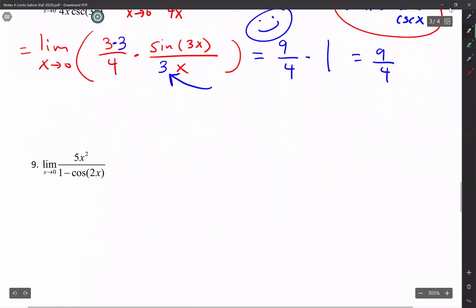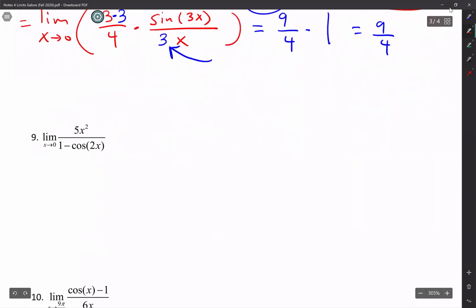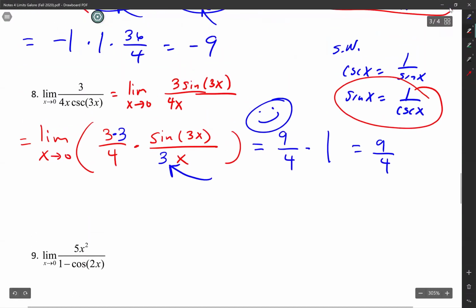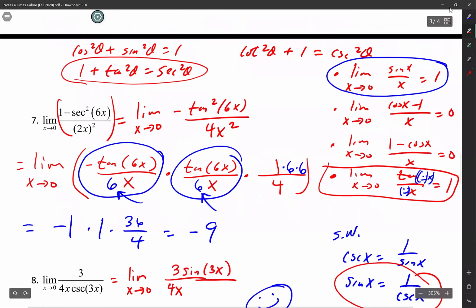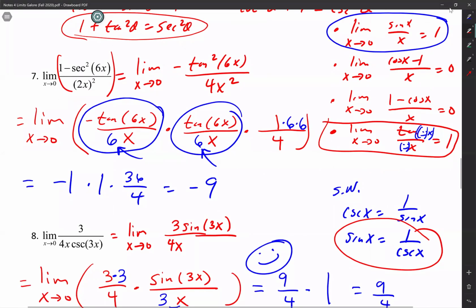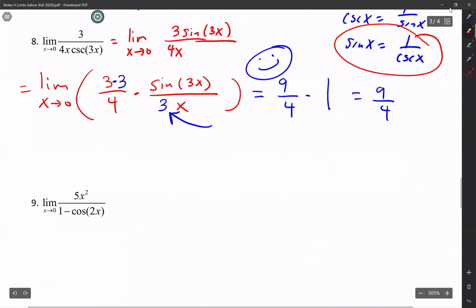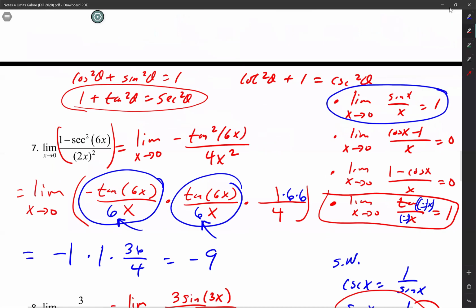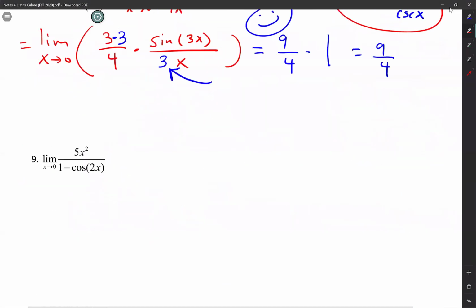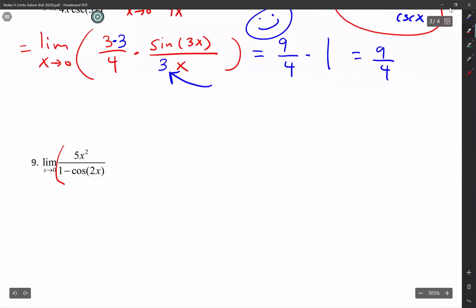All right, let's see. Ooh, look at this one. Chavez, I don't know what to do on this one. I see a 1 minus cosine, but I see an x squared. I don't see any limits with x squared and 1 minus anything. You're right. So turn it into something that we do know. So turn it into sine squared. So we're gonna multiply by the conjugate. We're gonna multiply by 1 plus cosine 2x over 1 plus cosine 2x.